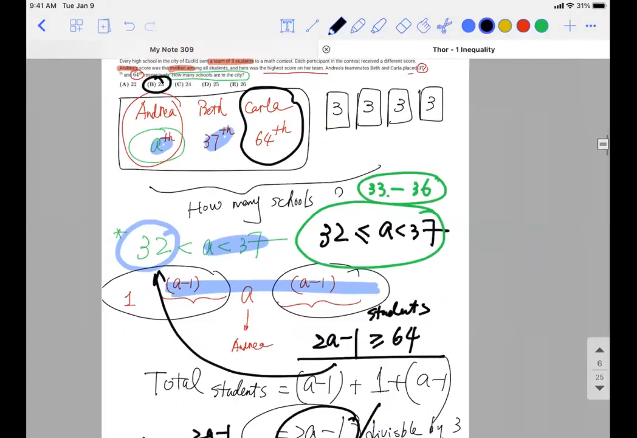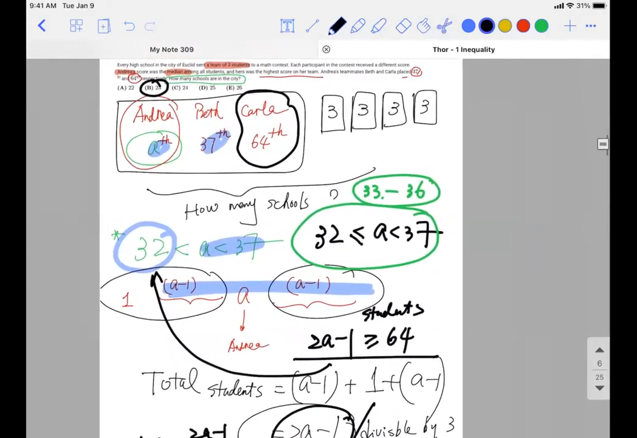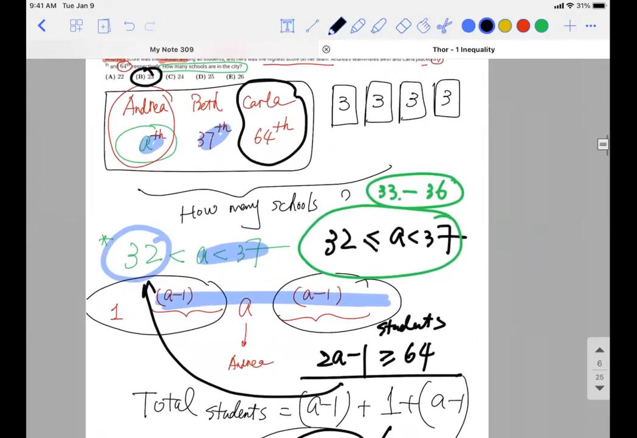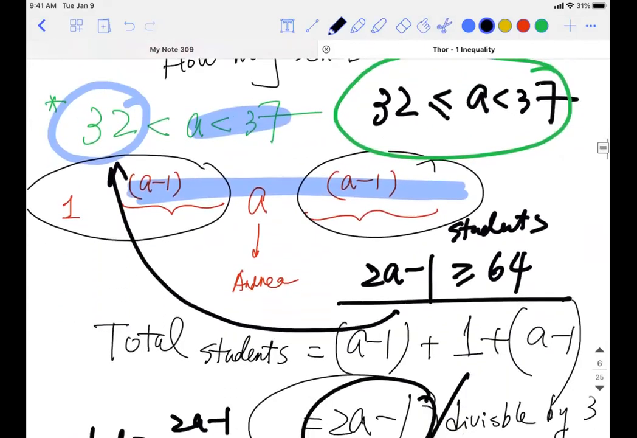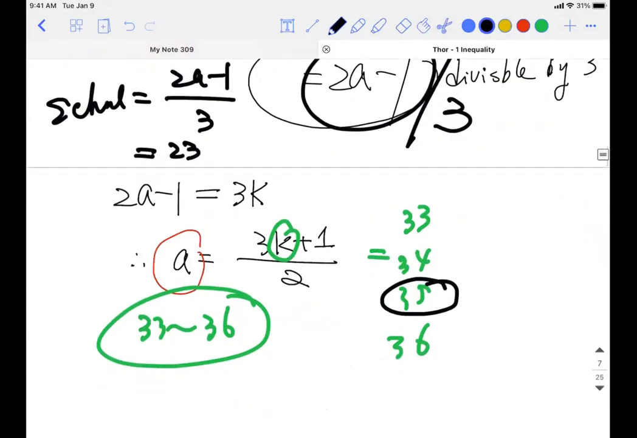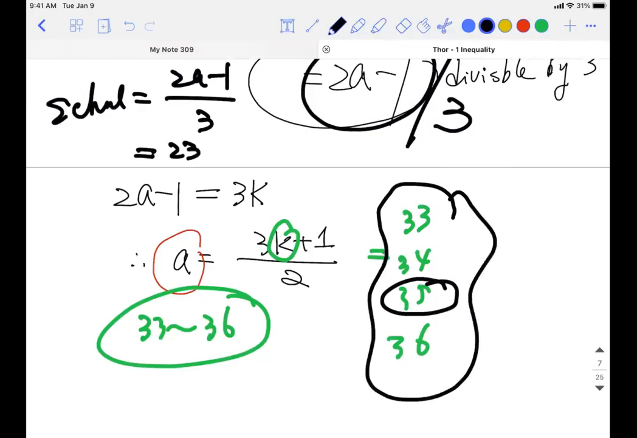Okay, teacher. Why can't it be 33? Because I think 33 times... wait, so let's say k is equal to 33. So 3k is going to be equal to 99, plus 1 is going to equal 100. And 100 divided by 2 is going to equal 50. Because A already has a range. A must be from 33 all the way to 36, right? You have 4 values for A.